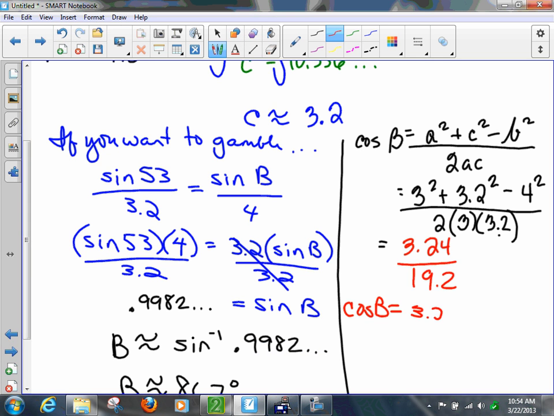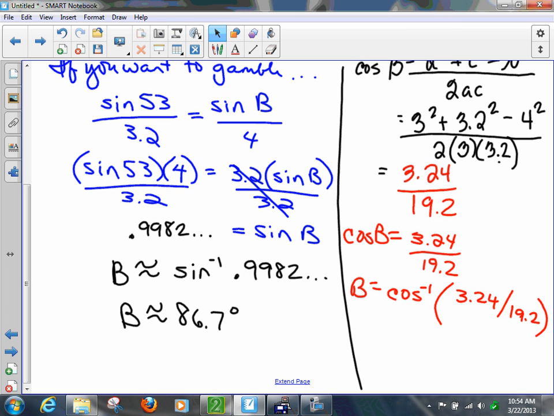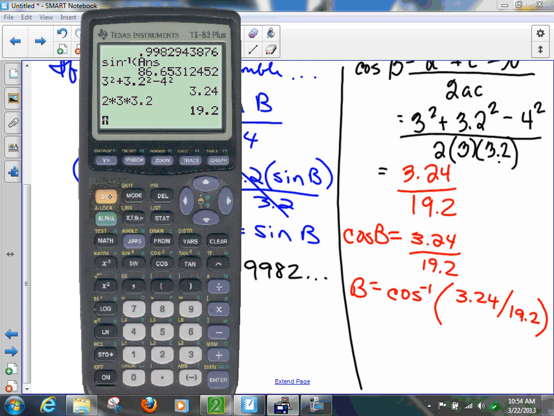All right, now this is what I would do at this point. Because I don't care what that decimal is, and I know I'm going to have to take the inverse cosine. I would take the inverse cosine of 3.24 divided by 19.2. All right, calculator, let's see. Second cosine, inverse cosine, 3.24 divided by 19.2.